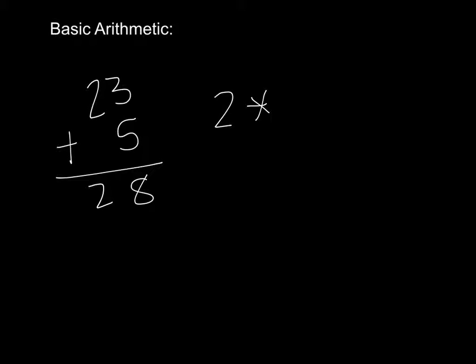In basic arithmetic, you've seen concrete numbers such as 23 plus 5, and you know that 5 and 3 is 8, and there are 2 tenths, so the answer is 28. You've also seen things such as 2 times 7, and even 3 divided by 4. And you know what the answer or the solution is to these basic arithmetic problems.